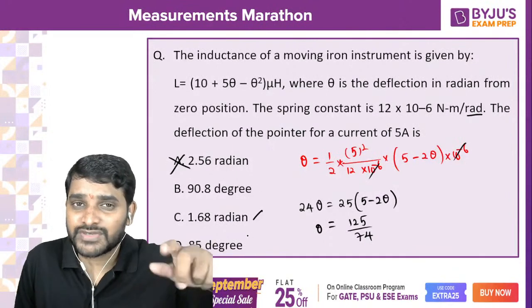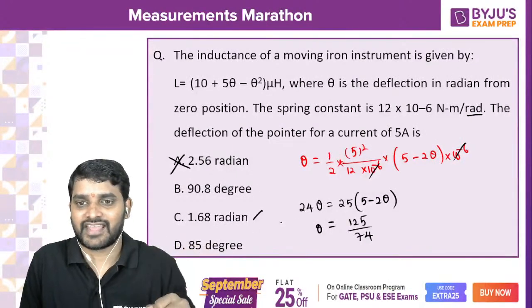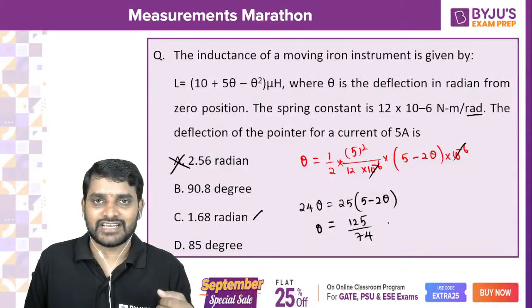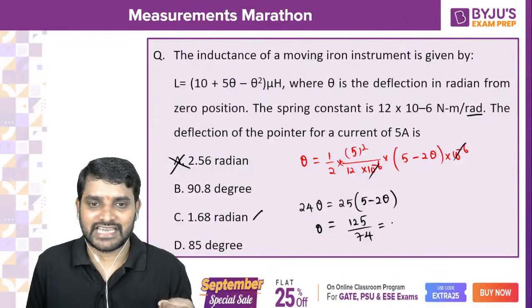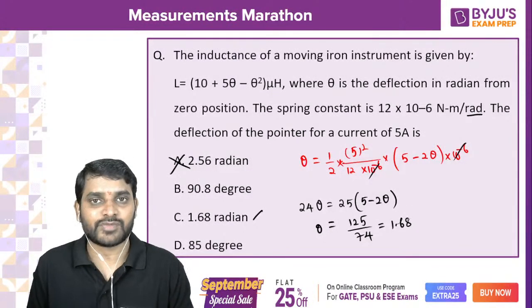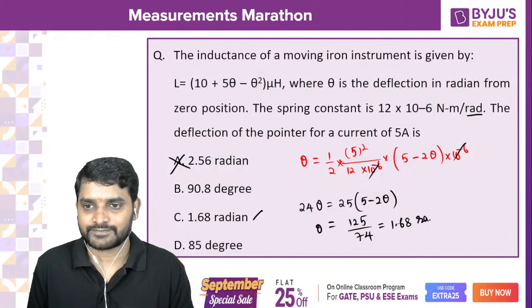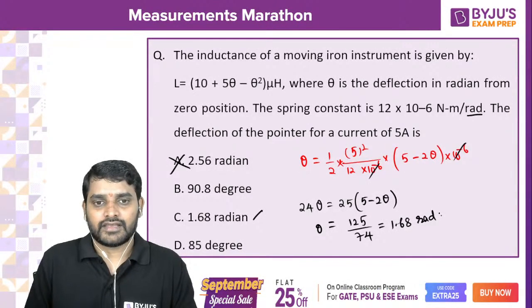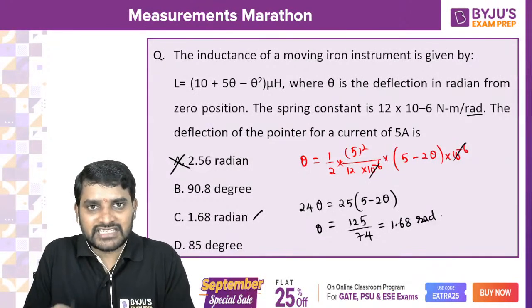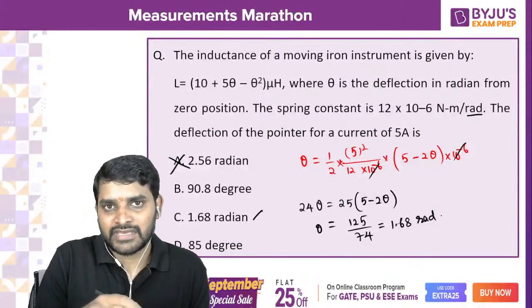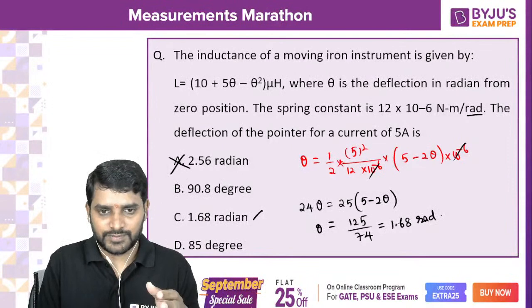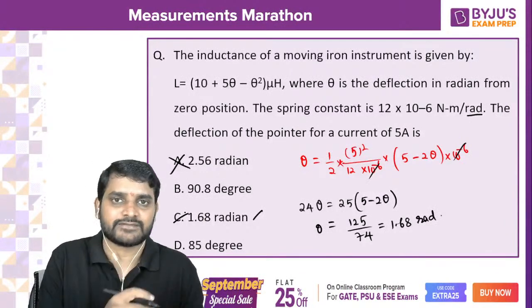But another two options are given in degrees. So you have to check this one. You have to do some small mathematical calculations. It might be resulting in 1.68 radians. If that is not matching, then convert into degrees. You will get any one option, maybe B or D. The answer is 1.68 degrees here.